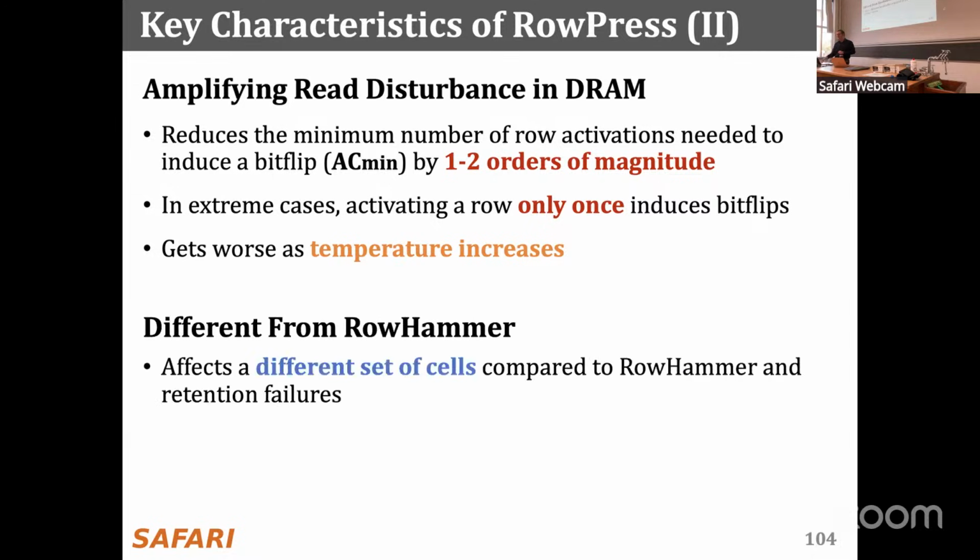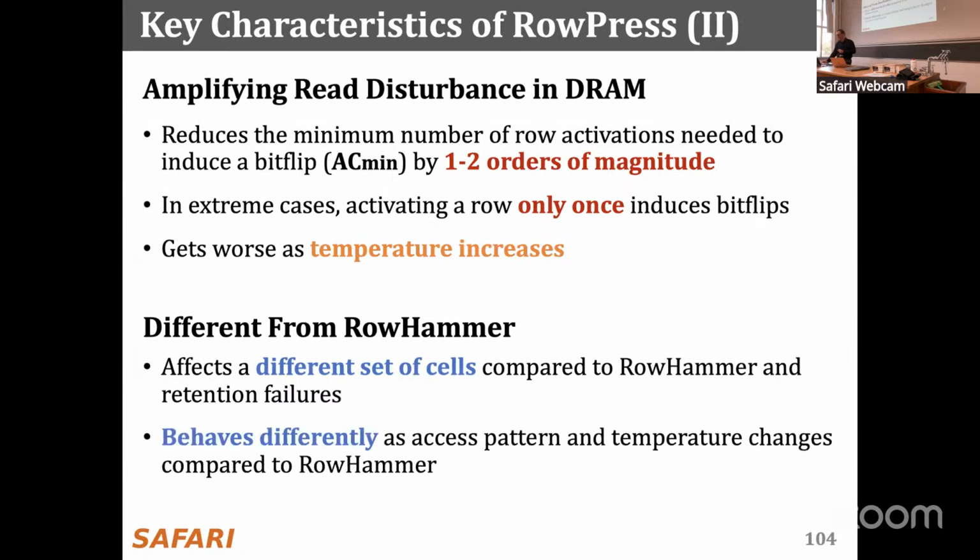And it's also different from RowHammer because it affects different cells compared to RowHammer. So there's a set of cells that are vulnerable to RowHammer, there's a set of cells that are vulnerable to row press, and there's the intersection that are vulnerable to both. And the intersection is extremely small, like 0.02%. The RowHammer vulnerable cells are a lot, row press vulnerable cells are a lot. So the Venn diagram, the intersection is almost non-overlapping in the end. And this definitely shows that these are actually different effects. And also retention failures, but hopefully it's clear that these are very different from retention failures.